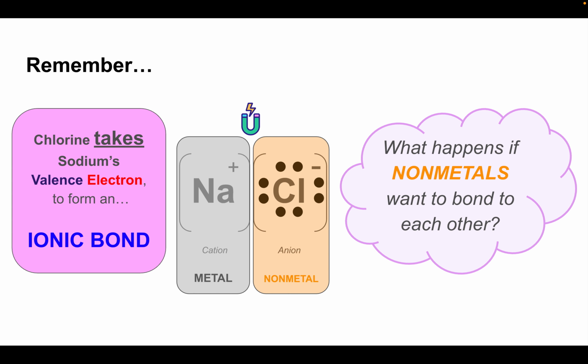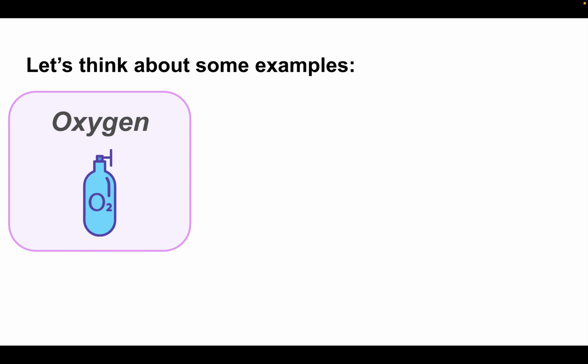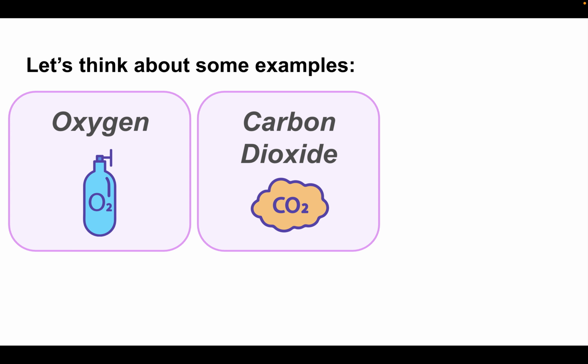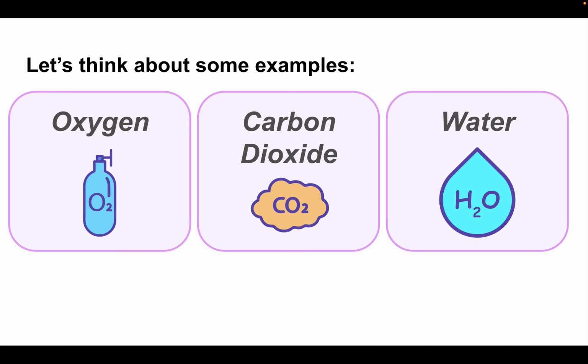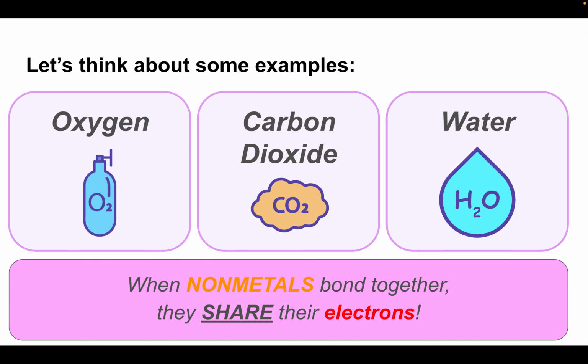But what happens if nonmetals want to bond to one another? Let's think about some examples. So we've got oxygen, carbon dioxide. You breathe both of these things. I hope that there's no metal in them. Water. Again, ideally there's no metal in that. So if there's no metal in these compounds, where are the extra electrons coming from? Well, as it turns out, when nonmetals bond together, they share their electrons.